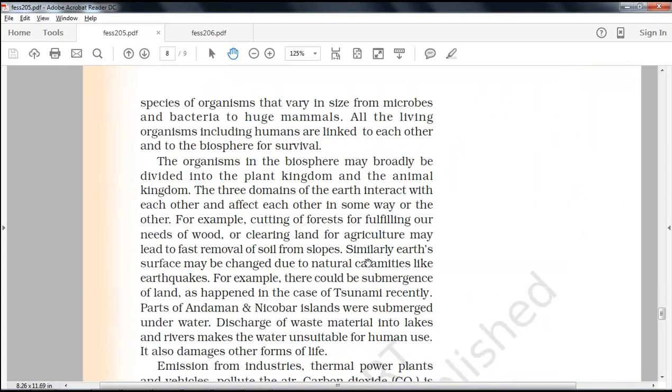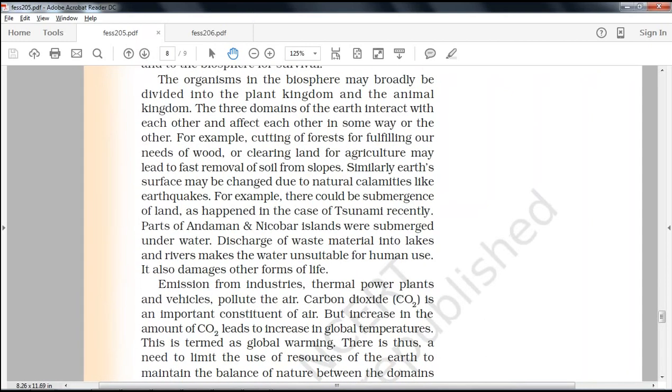So the organisms are part of this biosphere, and we can classify these organisms into 2 types. One is plant kingdom, the other one is animal kingdom. So from this biosphere only, we are getting all the things that are required for our life.